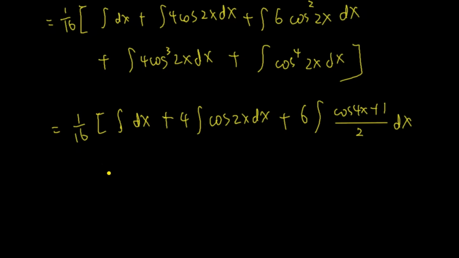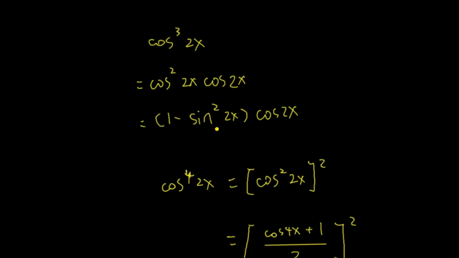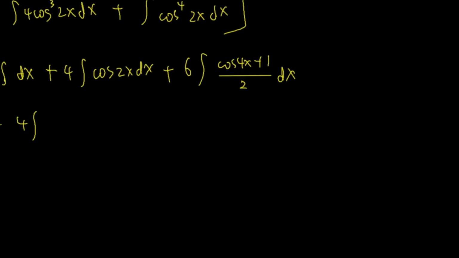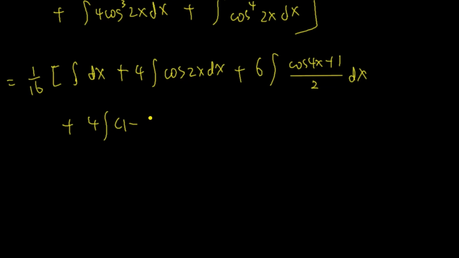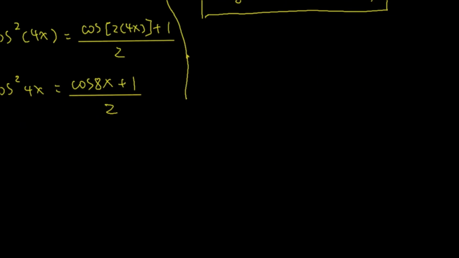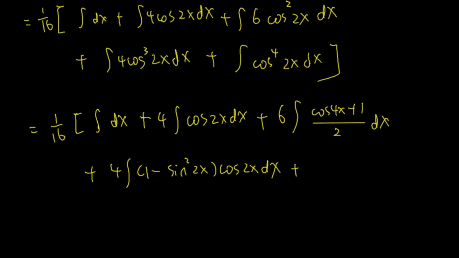Then this term here plus 4 times integral of cosine cubed 2x. What is cosine cubed 2x? This one here is 1 minus sine squared 2x times cosine 2x. So I can use substitution. Okay, plus cosine 4 of 2x. It's this, but I'm going to write it in the next line.